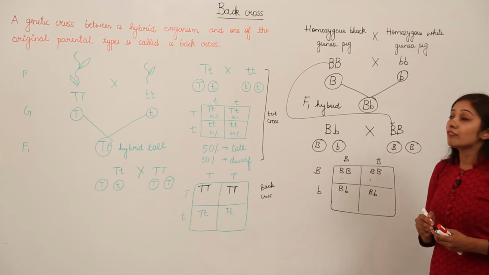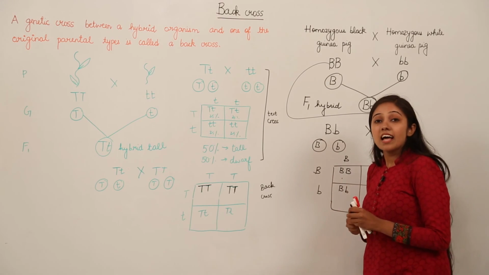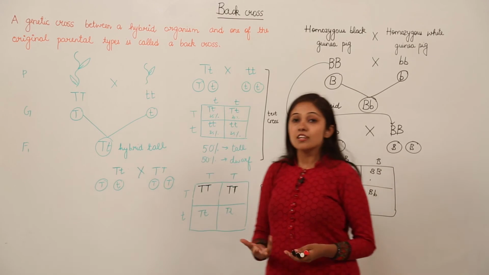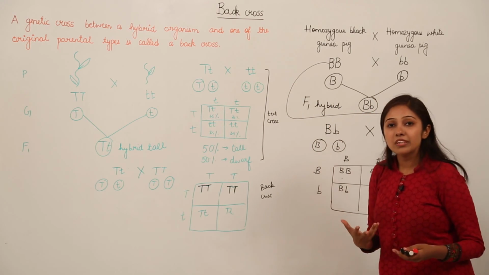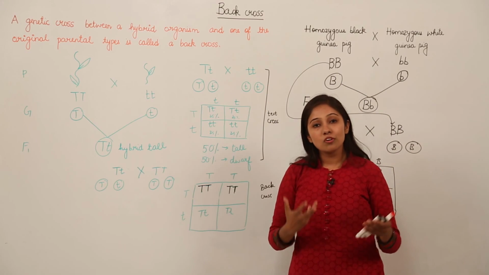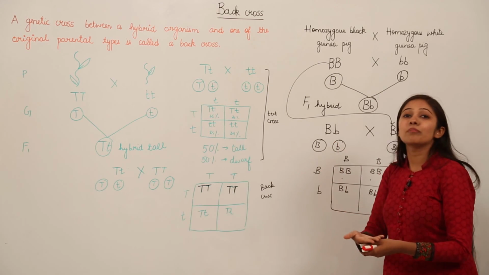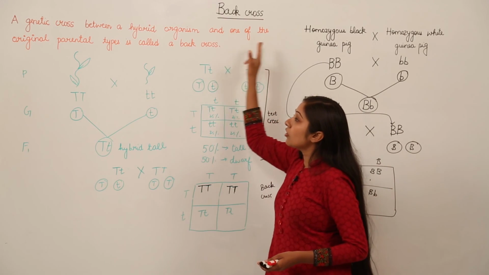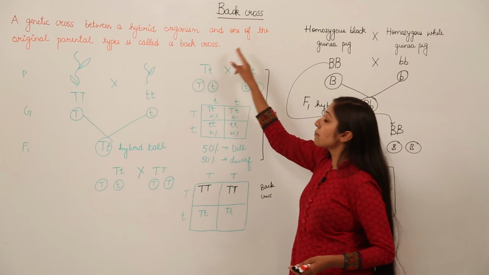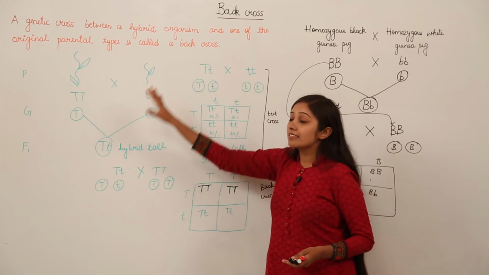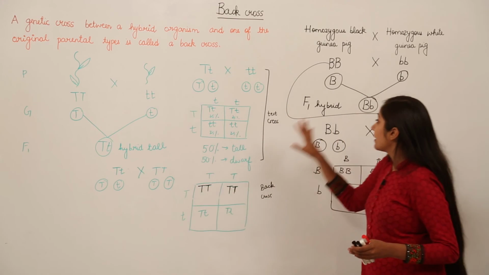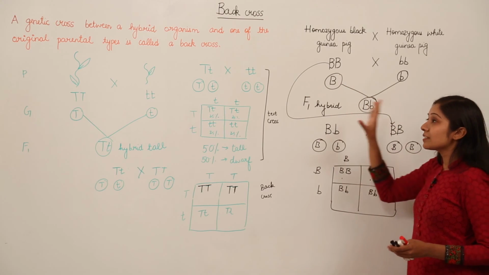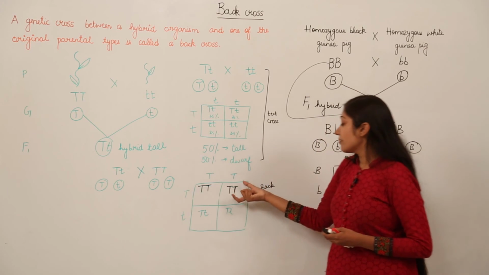That is why, with the help of this back cross, scientists are going to get pure breeding varieties. Many animal breeders and plant breeders use this technique to get the pure breeding variety again, in fact to store the pure breeding variety. So a cross between a hybrid organism and one of the original parental types is called a back cross. Here I have illustrated with the example of the pea plant, and here we have worked on guinea pigs, the coat color. So remember, by this back cross we can get pure breeding varieties again.